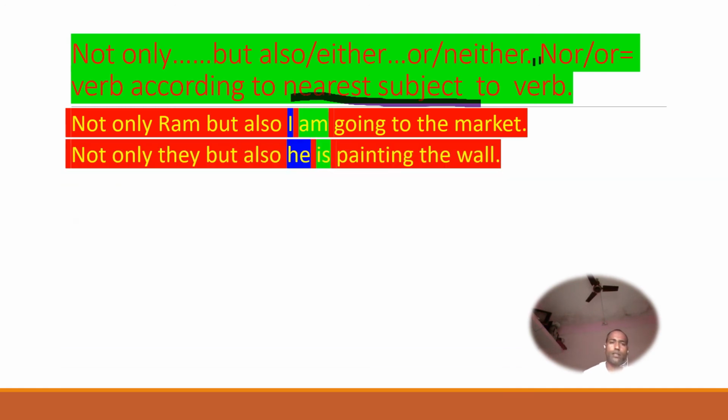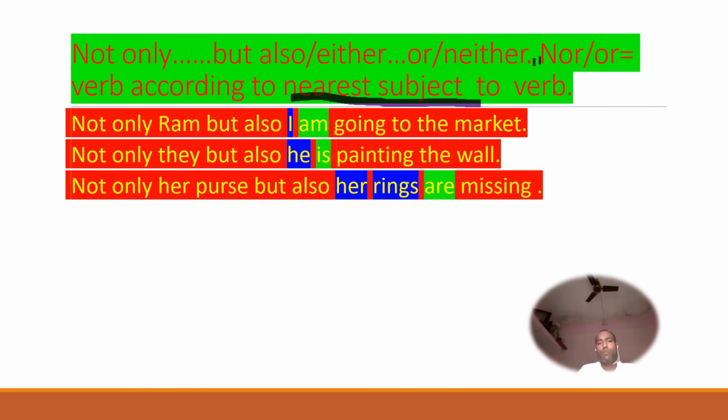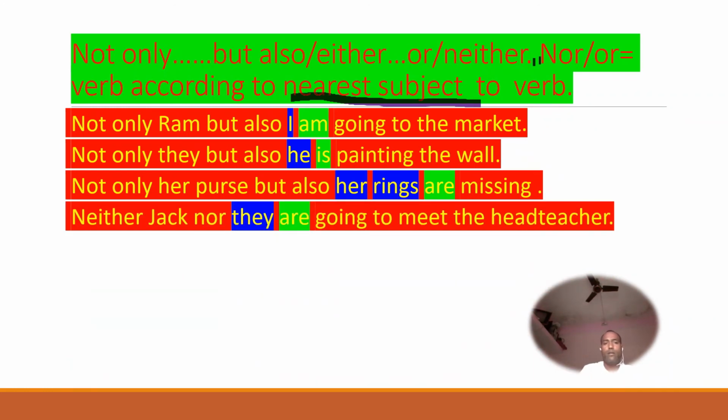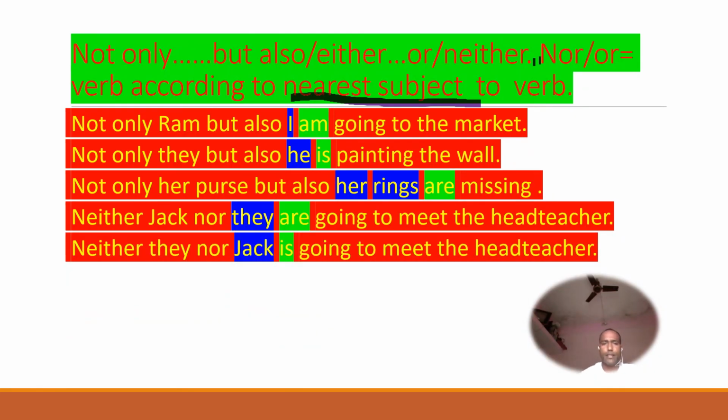Let us see another case. Not only they, but also he. They is also here, but he is near to is, so he is. It is near to the verb, so according to the nearest one, it has been done. Not only her purse, but also her rings were missing here. Her rings is near to the verb. Similarly, neither Jack nor they are going to meet the head teacher. Jack is also here, but they is near to this verb. Similarly, neither they nor Jack is here, just the opposite.